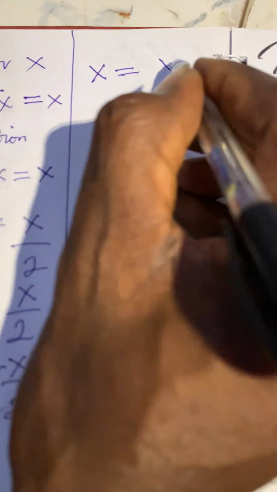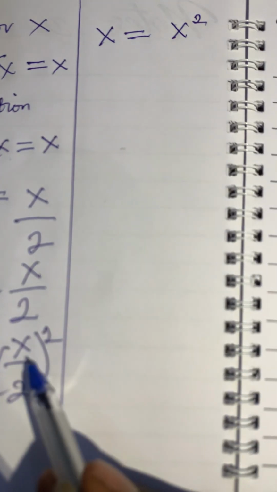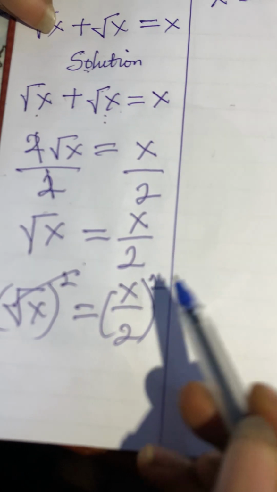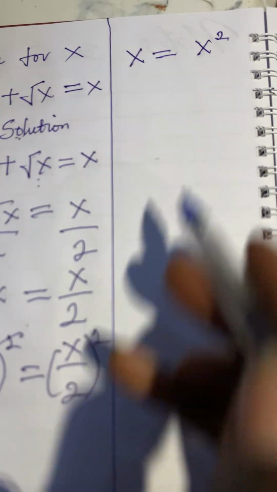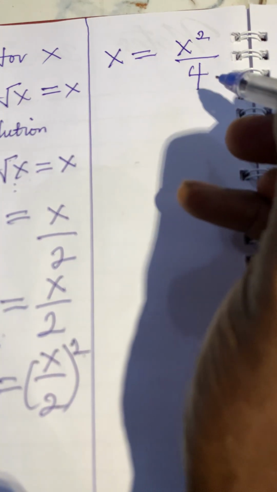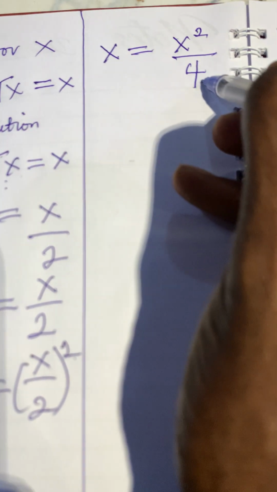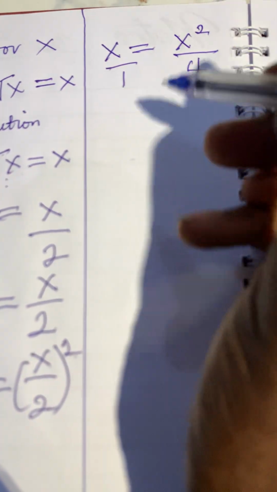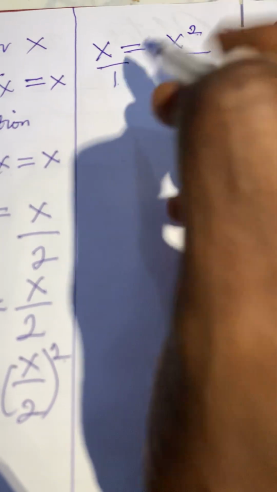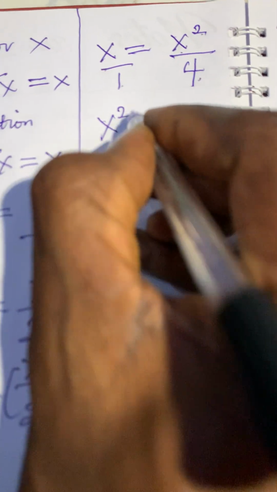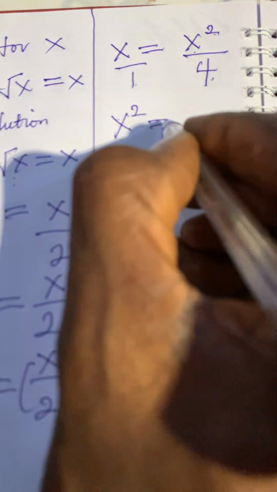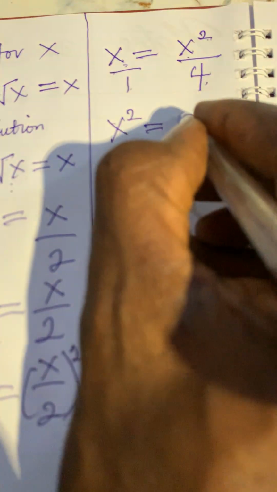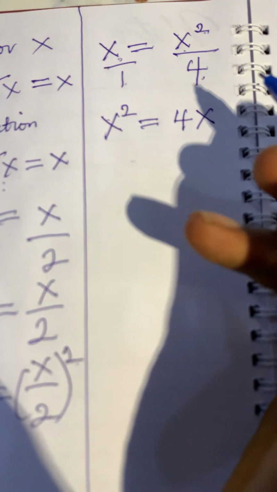have in this context is now x is equal to x raised to power 2 over 4, because x raised to power 2 here is x raised to power 2, and 2 raised to power 2 here is 4. 2 raised to power 2 means 2 times 2, and 2 times 2 is 4. So in the case of this, you are going to cross multiply. We have 1 as the denominator. If you say x raised to power 2 multiplied by 1 will give you x raised to power 2 is now equal to x multiplied by 4 will give you 4x.